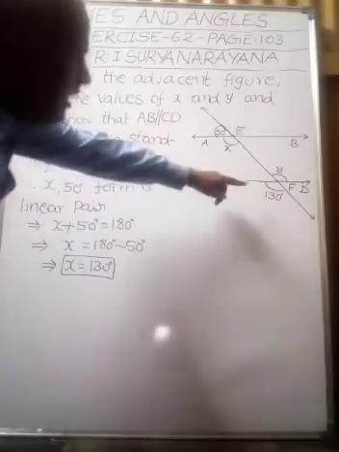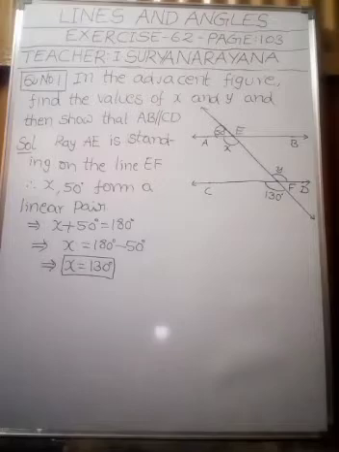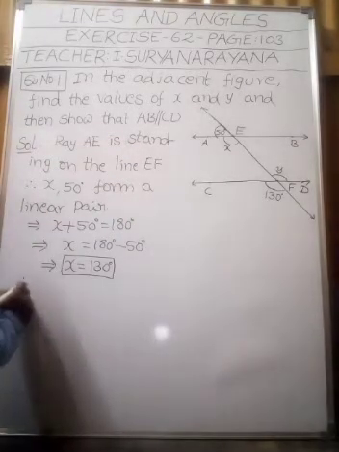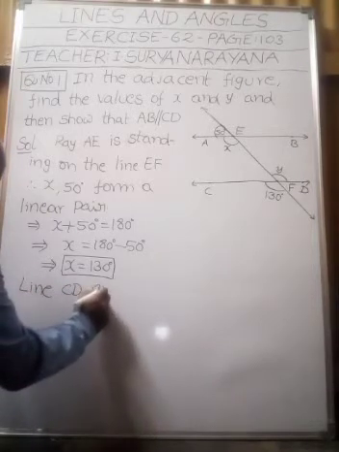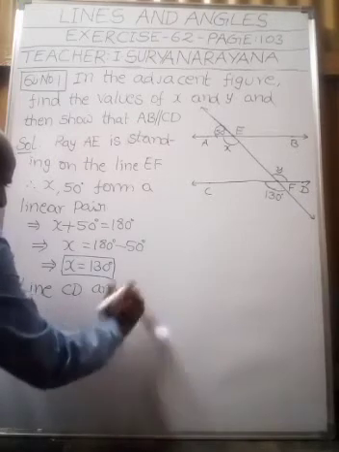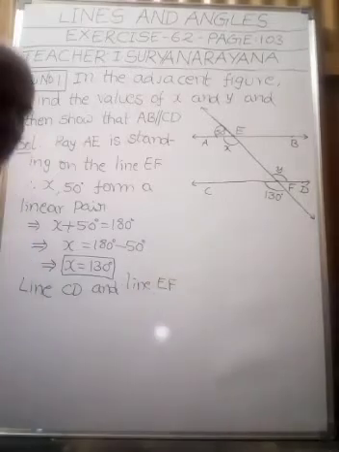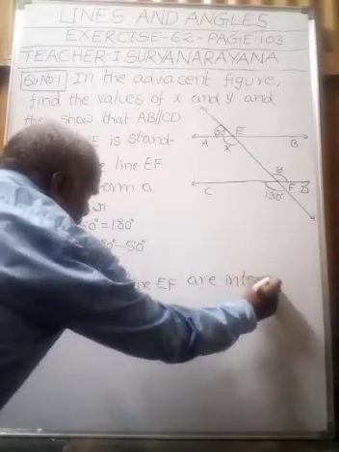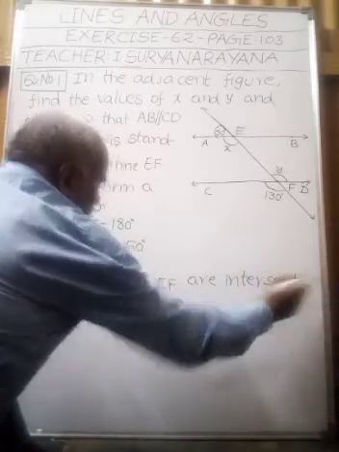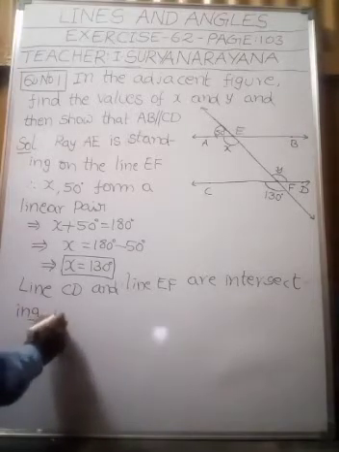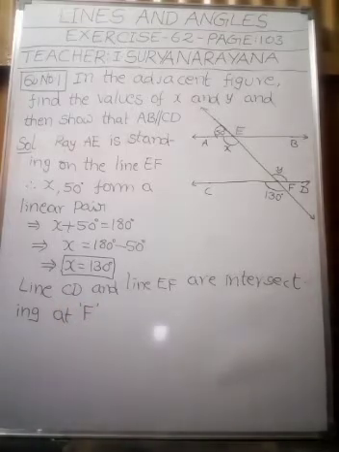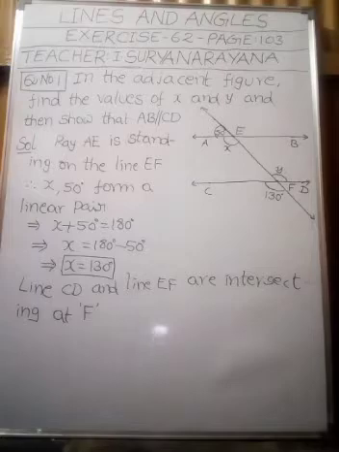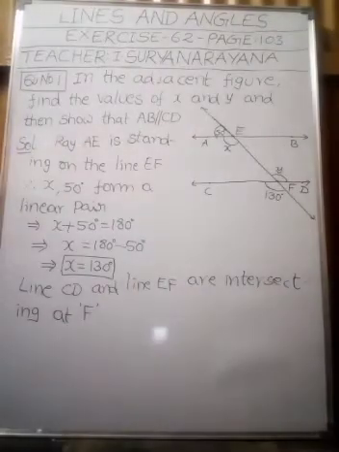Now come to this part. Here, these two lines, line CD and line EF, are intersecting at a point F. Observe that diagram, my children.